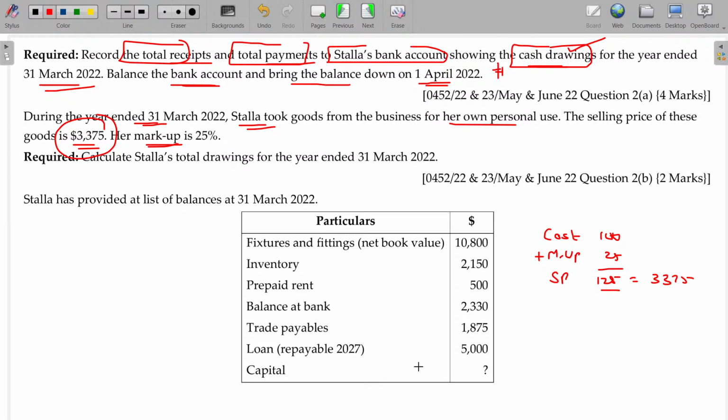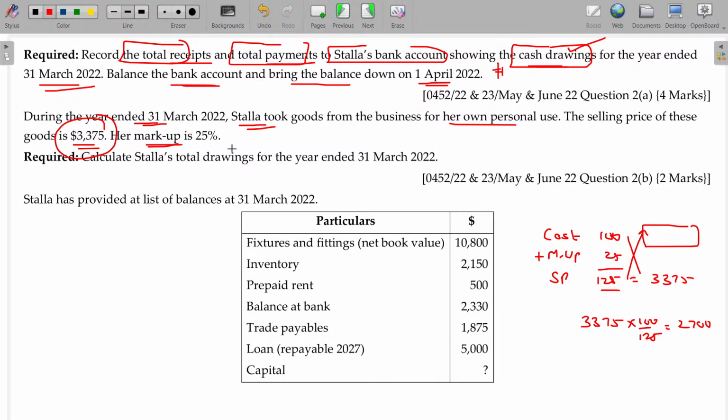When it is all about goods drawings by the owner, we have to show the cost only. So I have to arrive at the cost, do the cross multiplication here to get the cost price of this. 3375 into 100 by 125. Hope this value being 2,700.